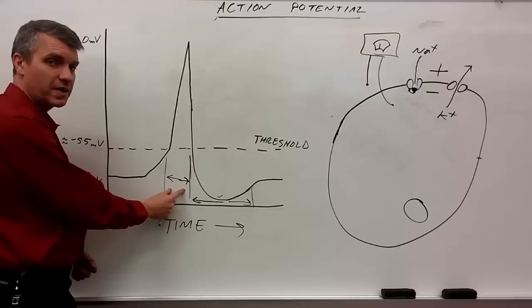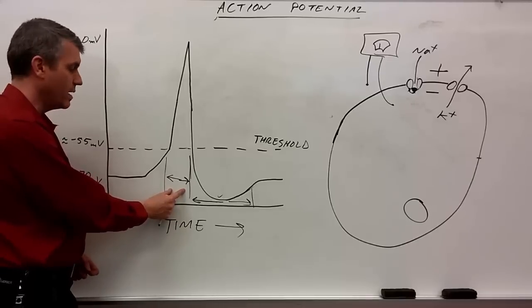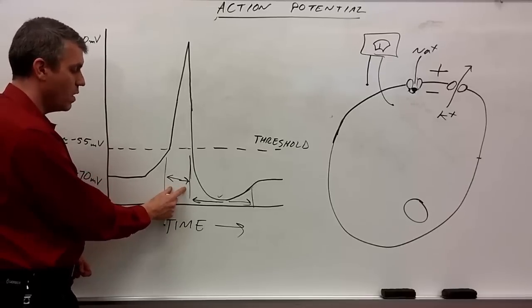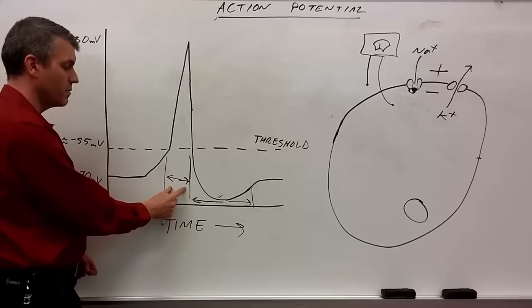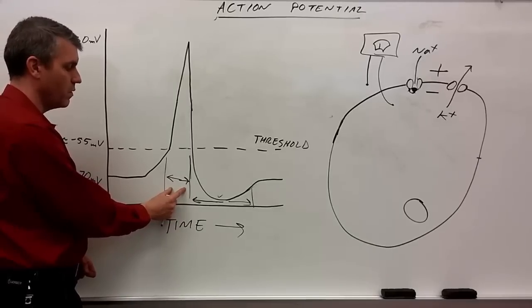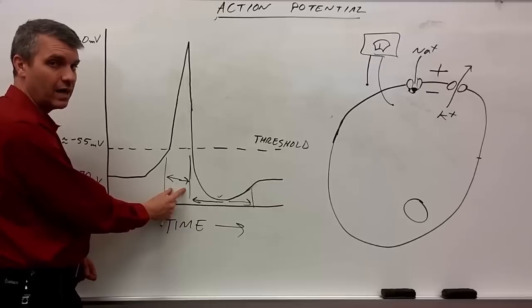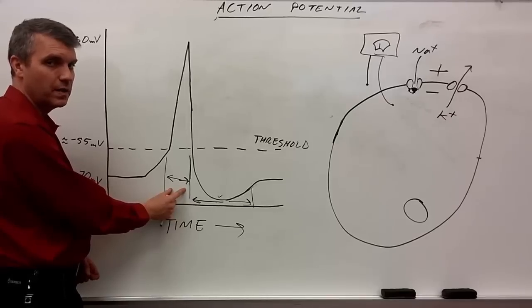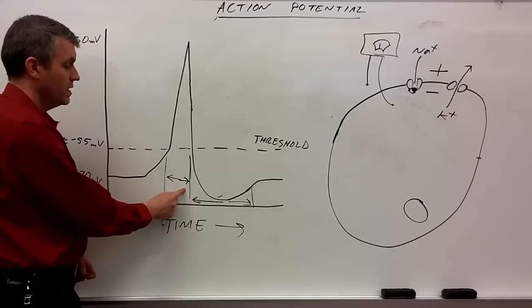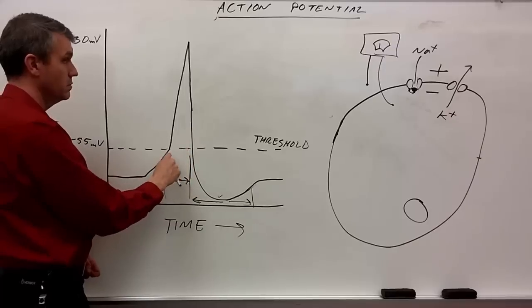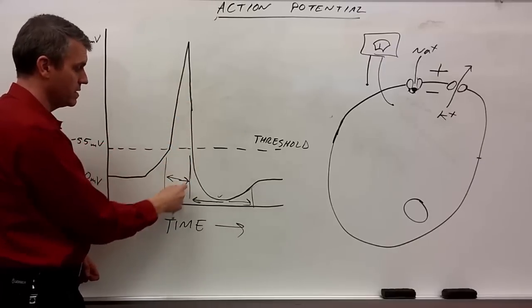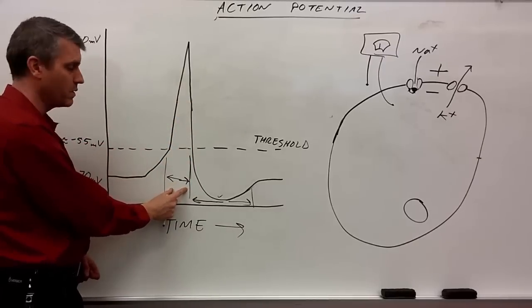The absolute refractory period, what we mean by that is we're saying that there's no way, no matter what kind of stimulus you apply at this point, you're not going to get this cell to undergo another action potential right now. You absolutely can't. It's the absolute refractory period. If an action potential is happening, then it's got to happen. It's got to go through its steps before we can stimulate another action potential.